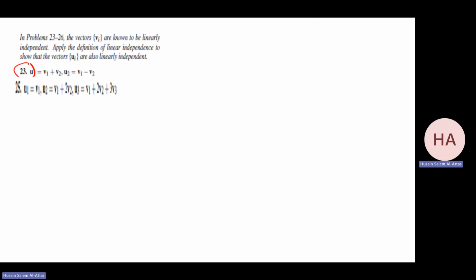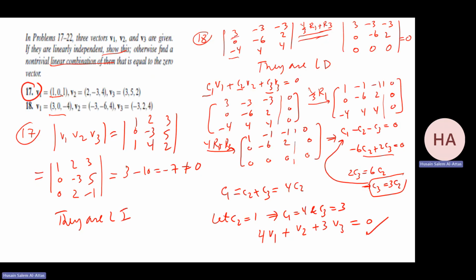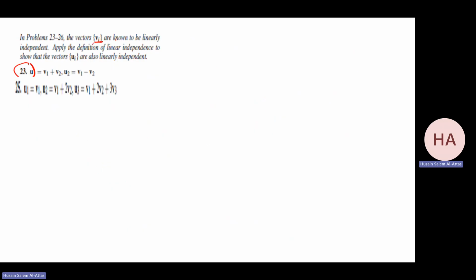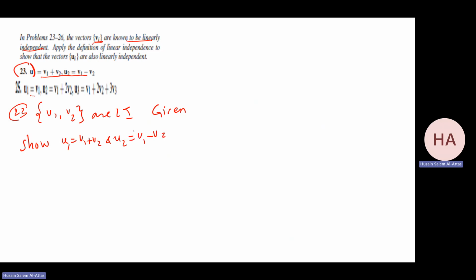Okay, last group of questions, which actually we did something similar. If you have the vectors, he said these vectors are linearly independent. Actually, how many vectors do I have? In this case, I have two vectors. So he said, 23, given V1, V2 are linearly independent. This is given. Show U1, which is V1 plus V2, and U2, V1 minus V2. This given means what? If D1 V1 plus D2 V2 equals 0, the only solution is that D1 equals D2 equals 0. And this is what I will use.